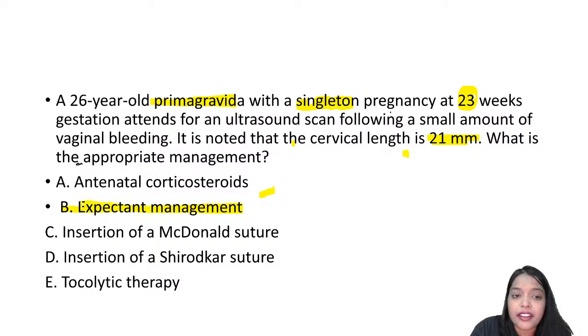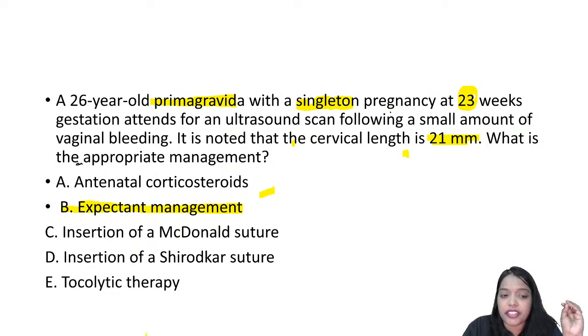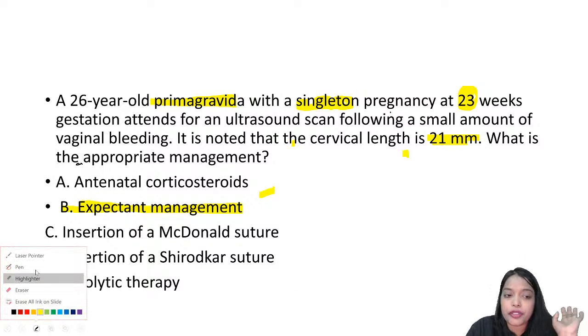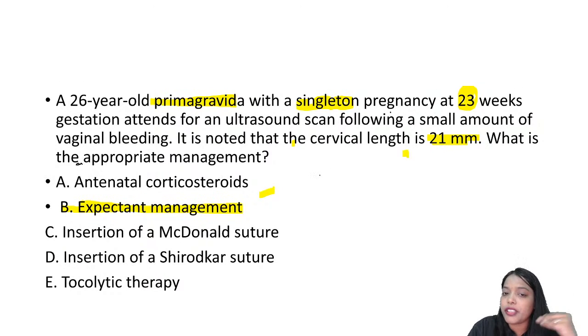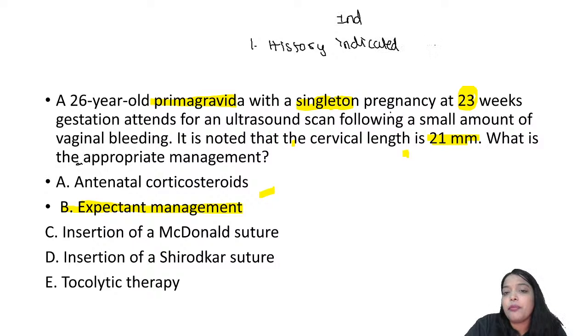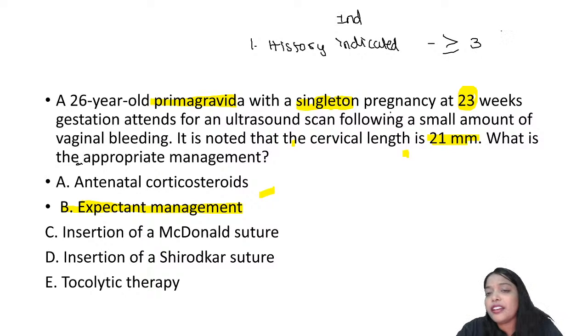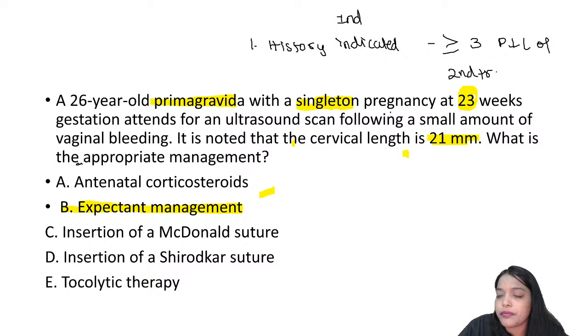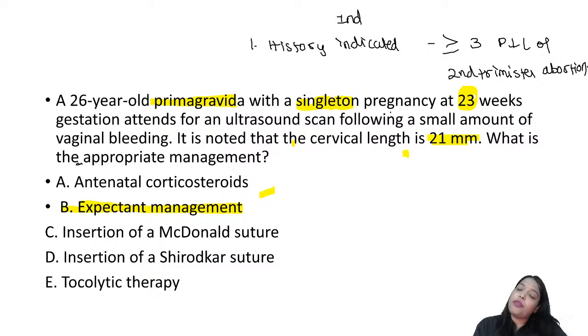Why? You have 3 indications for putting a stitch. Whenever there is a question on a stitch, your brain should interpret among these 3 indications. Number 1 indication is history indicated. History indicated is where they have more than or equal to 3 preterm labors or second trimester abortions.